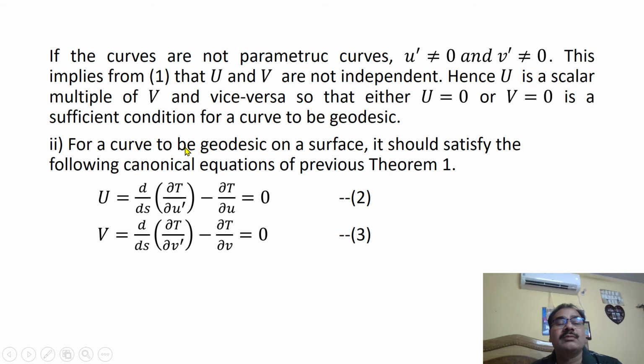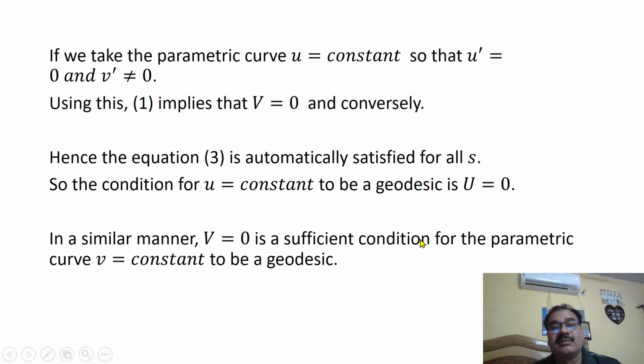Second, for a curve to be a geodesic on a surface, it should satisfy the following canonical equations of the previous theorem 1. U is equal to d by ds of del T over del u dash minus del T over del u is 0. Let us suppose this is equation number 2, and capital V is equal to d by ds of del T over del v dash minus del T over del v is 0, which is equation number 3.